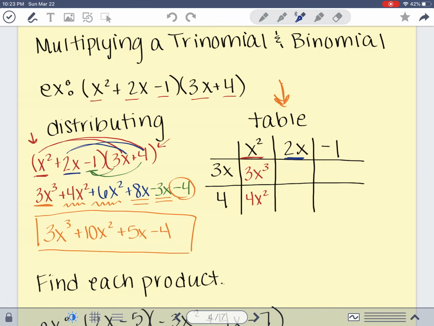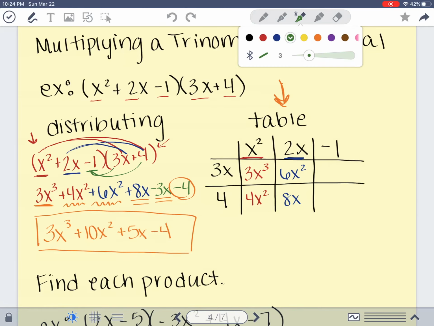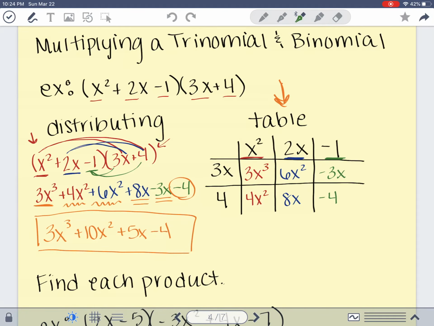Okay, moving on to the next term, which is 2x. 2x times 3x gives me my 6x squared. 2x times 4 gives me my 8x. And then the last term of negative 1. Negative 1 times 3x gives me a negative 3x. Negative 1 times 4 gives me a negative 4.